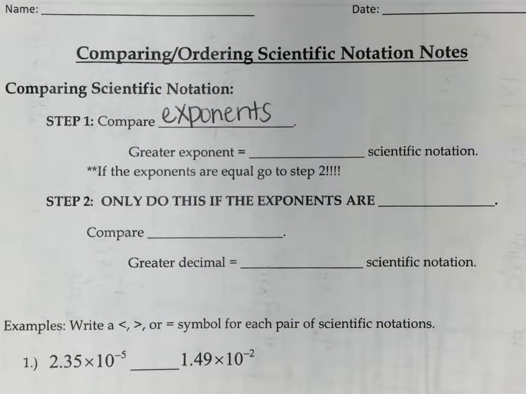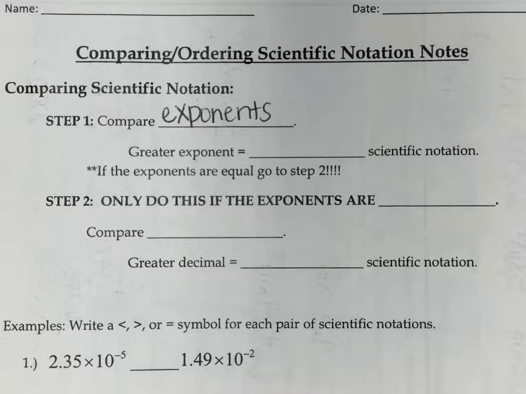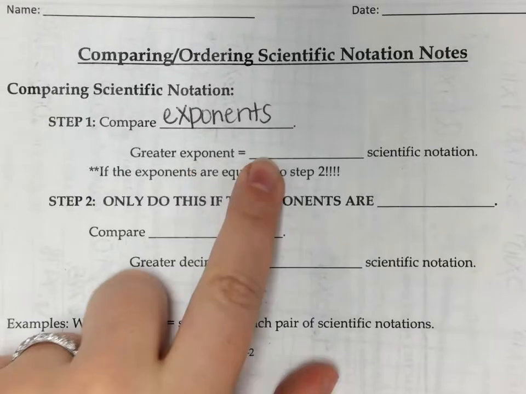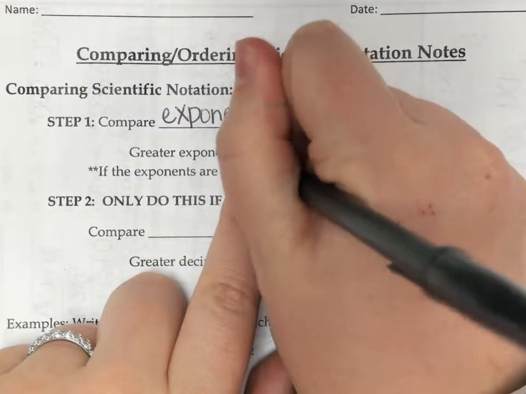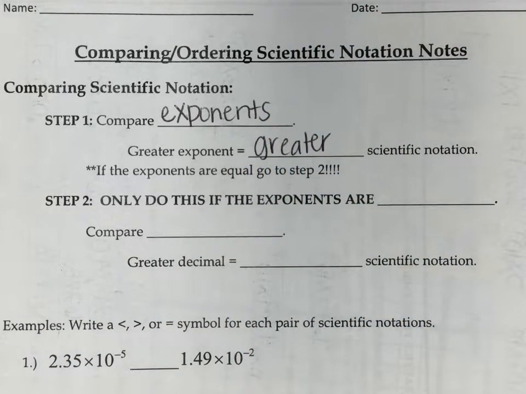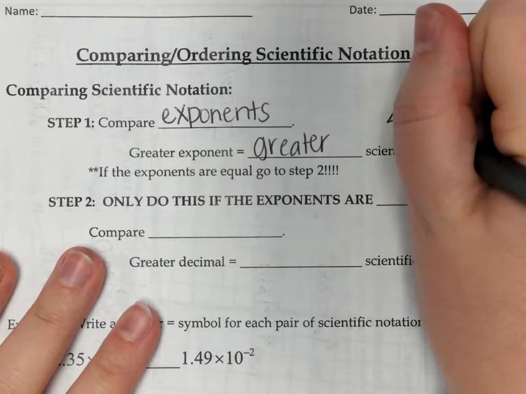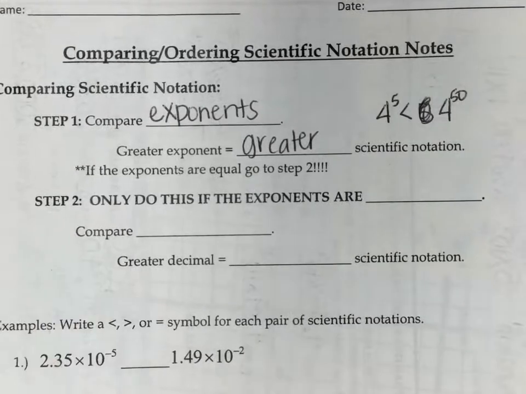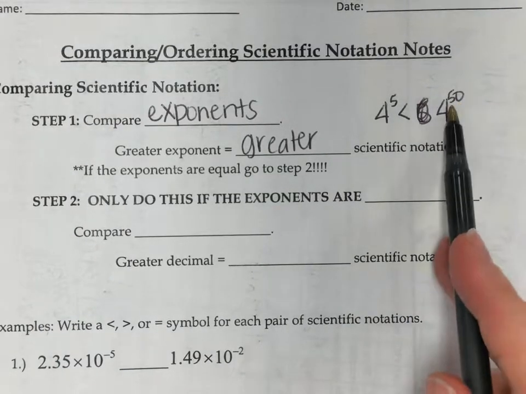So always look at the exponents first because they tell us a lot of information. If you have 4 to the 5th power and 4 to the 50th power, which one is going to be bigger? 4 to the 50th power, because that exponent's bigger, right? The greater the exponent, the greater that scientific notation is going to be. Because 4 to the 5th is going to be a lot less than 4 to the 50th. The exponent's bigger, so that number is going to be a lot bigger.